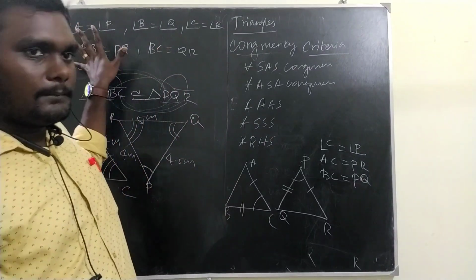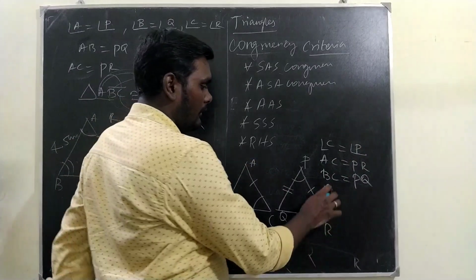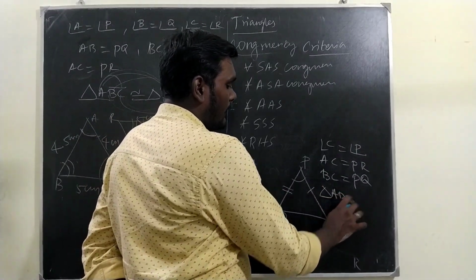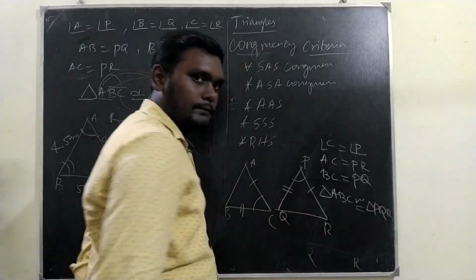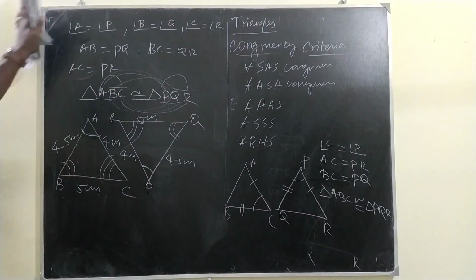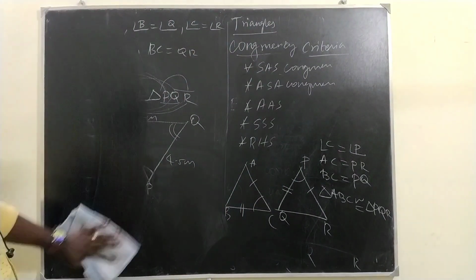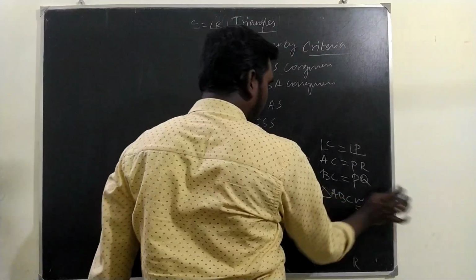Instead of checking all this, directly within these three results itself we can say they are congruent. How can we say that triangle ABC is congruent to triangle PQR? Will it work? Will the correspondence come here? No. Why, sir? Then how should it be written? It should not be written in this way.